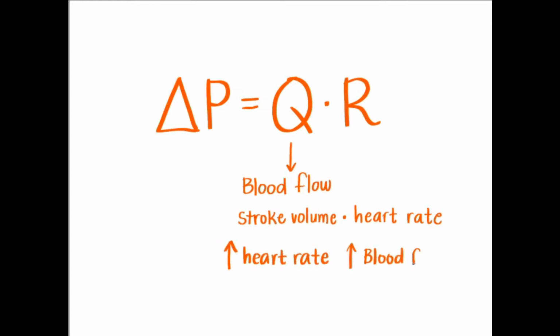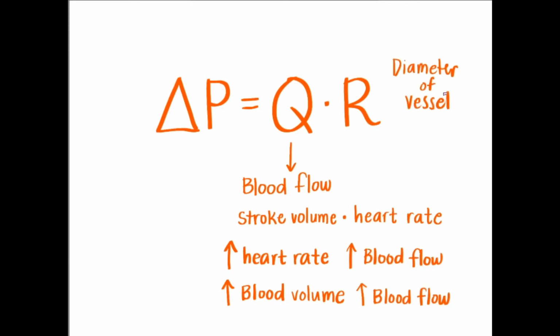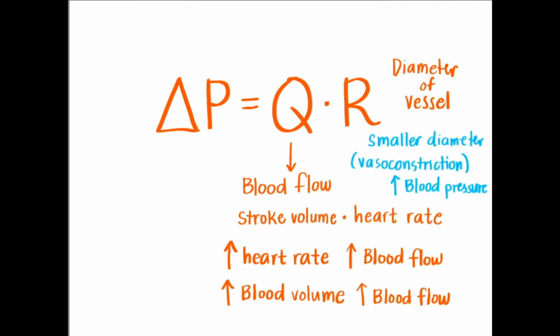With this in mind, we can infer that the higher the heart rate and the higher the blood volume, the higher the blood flow. Resistance is dependent on the diameter of the blood vessel. If there is a smaller diameter, which occurs in vasoconstriction, there will be higher blood pressure. Subsequently, if there is a larger diameter, which occurs in vasodilation, there will be lower blood pressure.